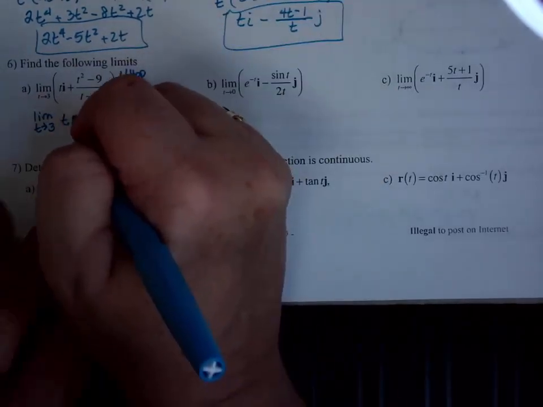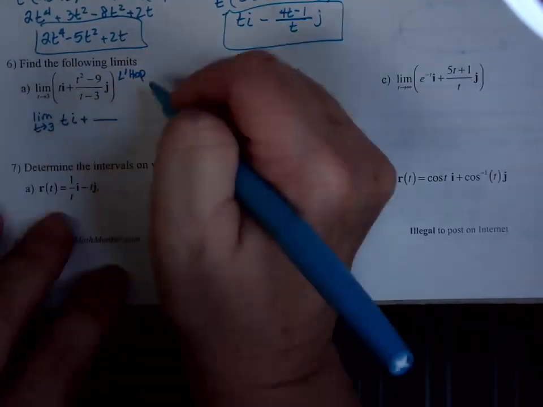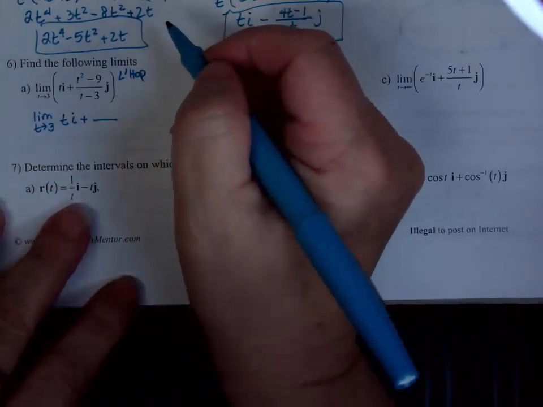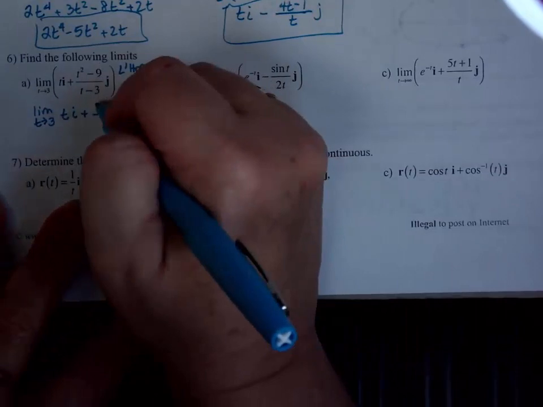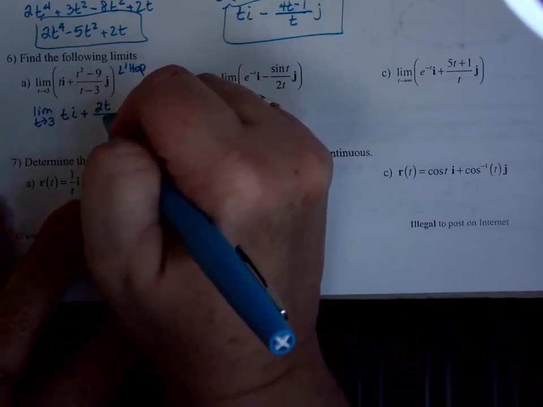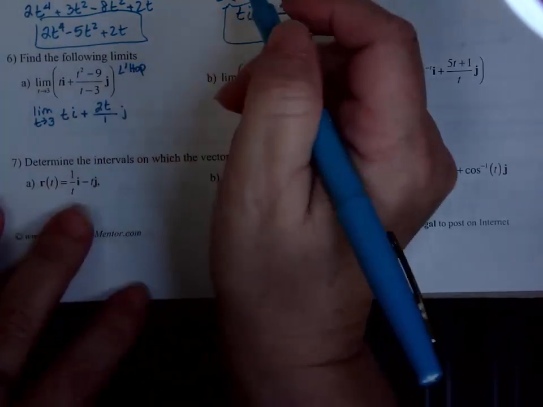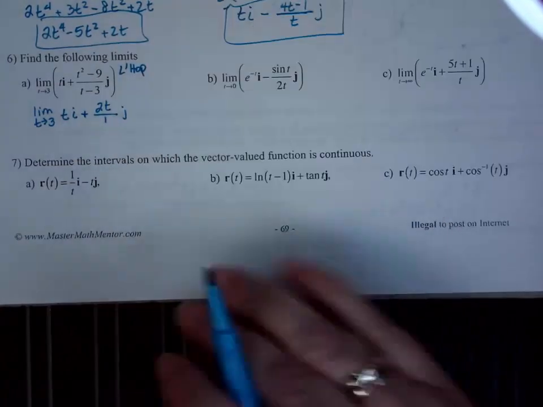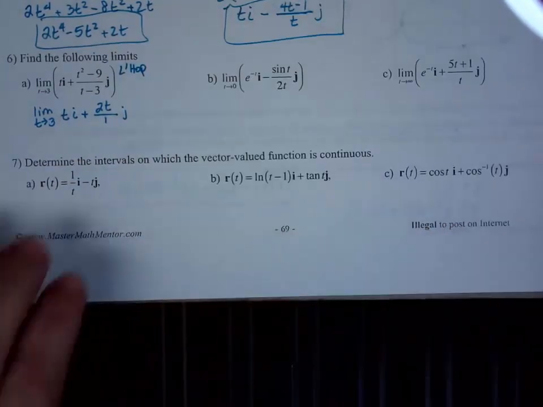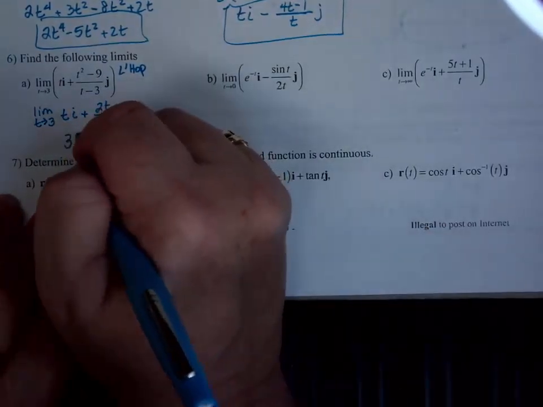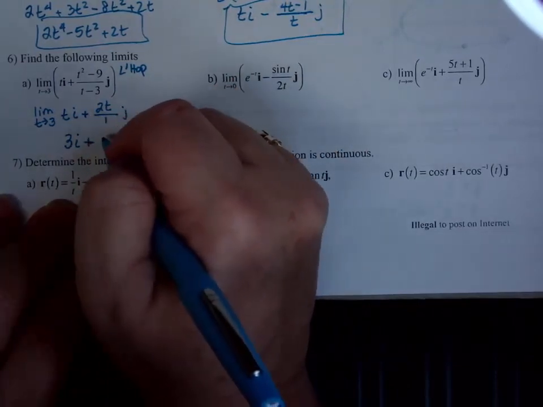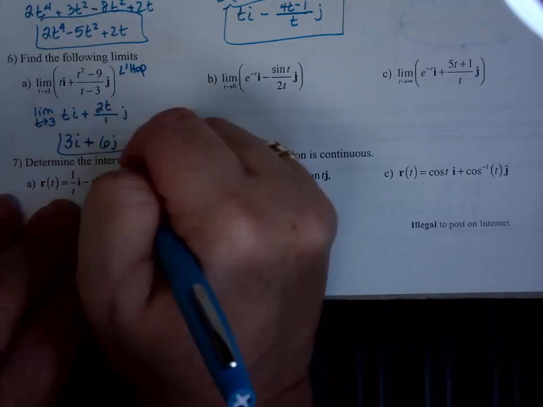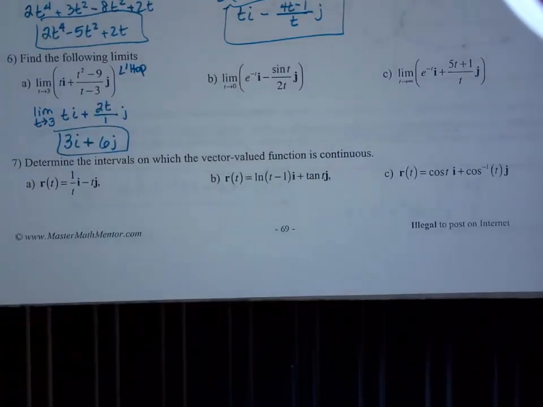So this will be ti plus, what would the fraction be after doing L'Hopital's? 2t. 2t over 1, j. And now I can plug in the 3. So my answer will be 3i plus what? 6j. That's my limit.